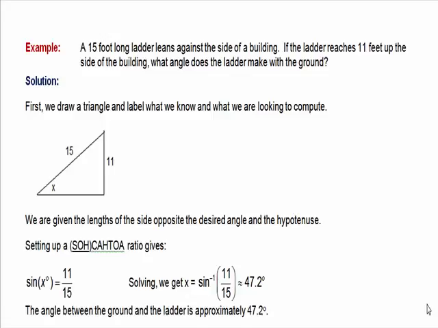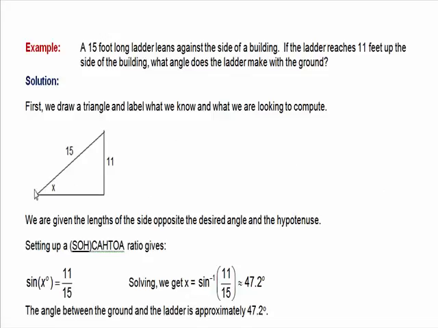the ground? Again, the first thing we must do is draw ourselves a triangle and label what we know and what we'd like to compute. So what I know is I have a 15-foot ladder leaning against the side of the building. So notice that you can see my ladder, that's the hypotenuse. The building is the 11 side, and so they tell me it reaches 11 feet up on the side of the building. And they want to know what angle does the ladder make with the ground. So I put the x in where the angle would be with the ground.